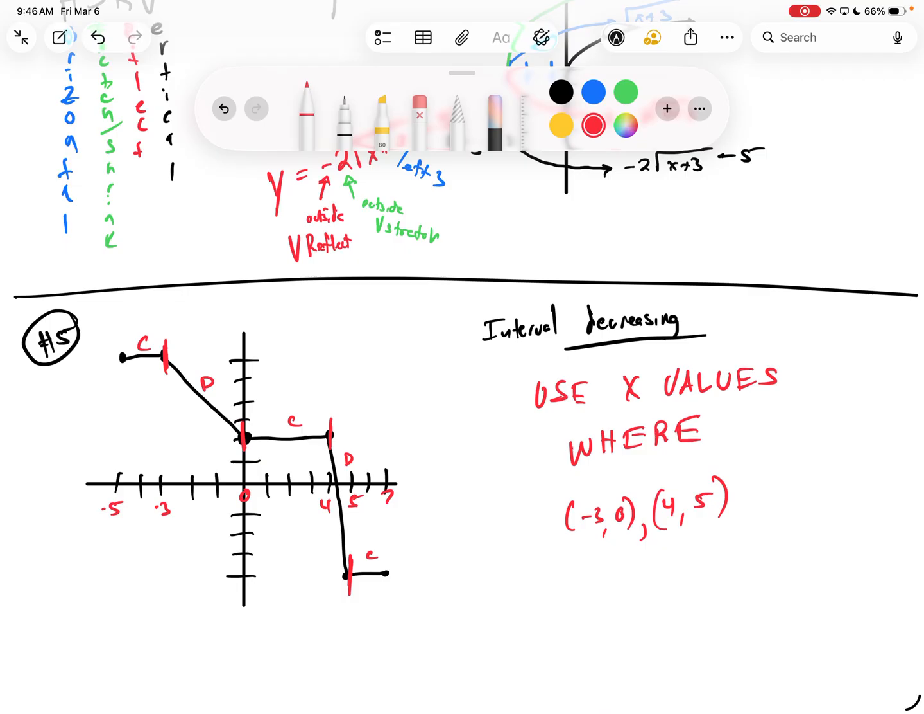Okay, so again, I do not care that this goes down from 6 to 2. All I care about is where is the graph decreasing. It is decreasing from -3 to 0, and then it's also decreasing in this area right here, 4 to 5, it's going down. Does that make sense? So on this problem, always use your x values, because we want to know where it's decreasing, not how much it's decreasing.